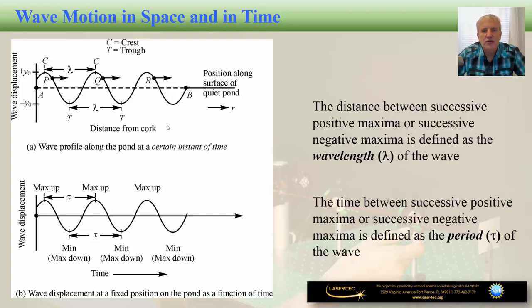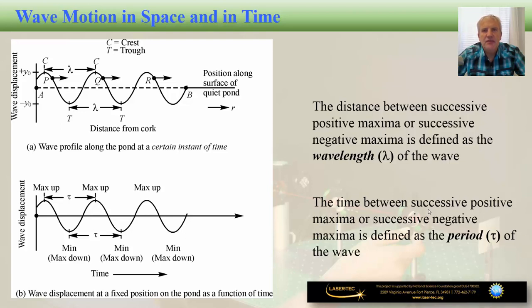In addition to wavelength, we also have a period. The period represents the time between two successive peaks of the wave in time. If you are anchored in a boat, the time it takes for you to go from the up position back to down and then back up to the up position represents the period of the wave. If you measure the time between two crests, two peaks of the wave, that time is defined as the period of the wave.